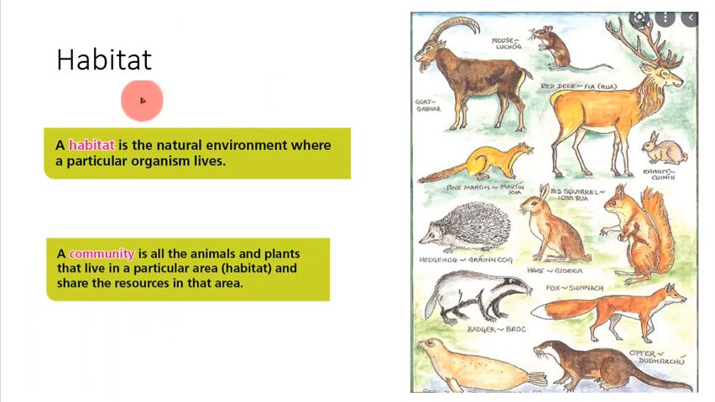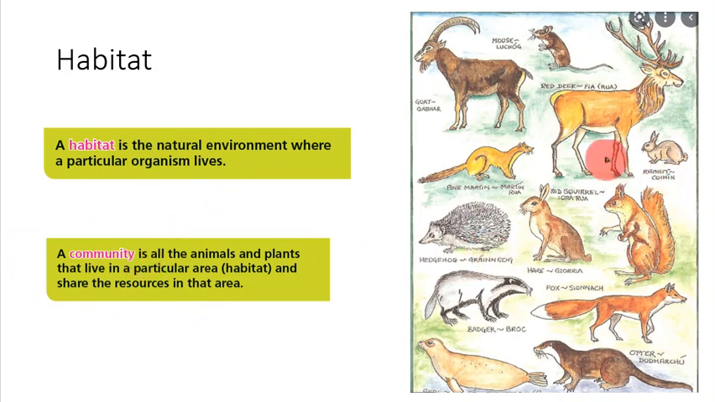So if we take habitat then, we've used this word habitat, so we want to think about what it means. A habitat is the natural environment where a particular organism lives. And normally organisms don't live on their own within a particular habitat. They live as part of what's known as a community. A community is all the animals and plants that live in a particular area or habitat and share the resources in that area. So it's important that you know these two definitions, and you're able to explain what a habitat is and what a community is.